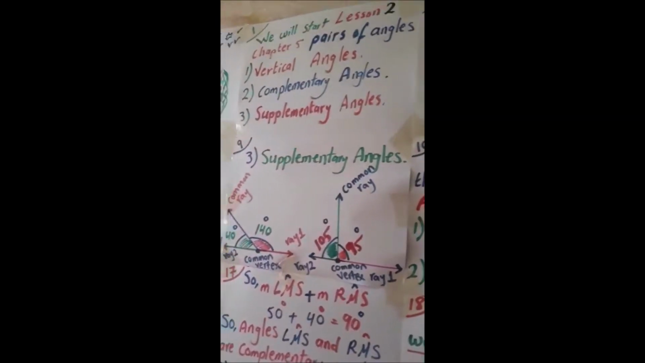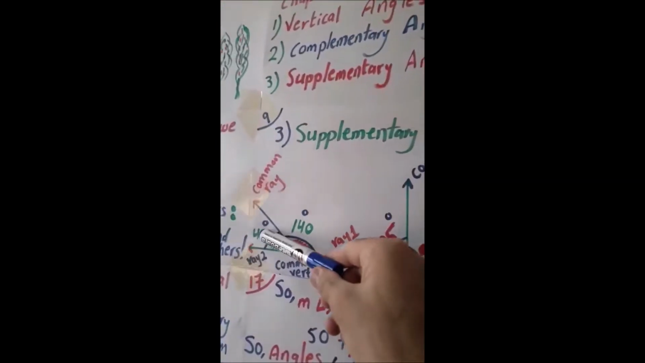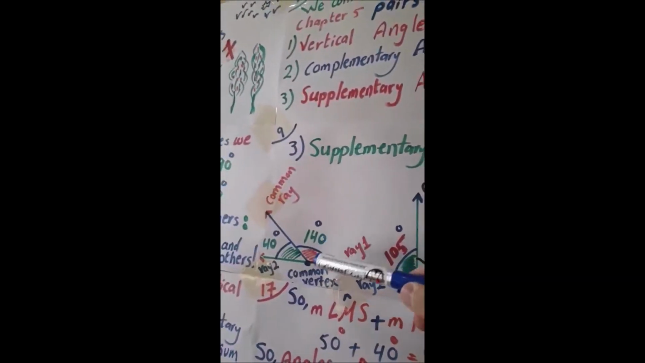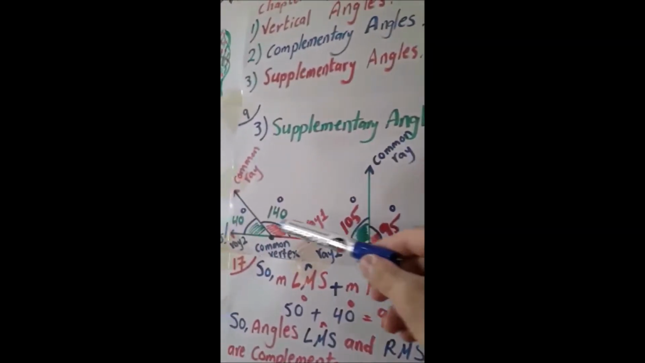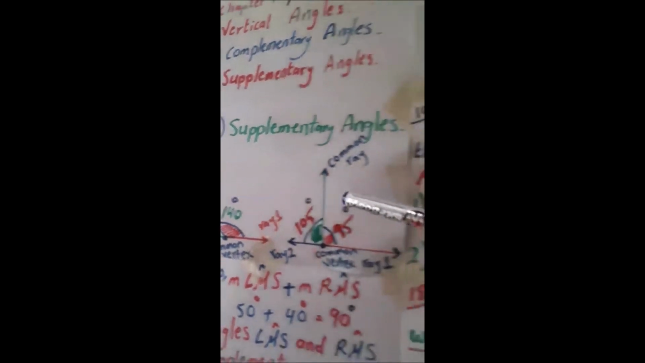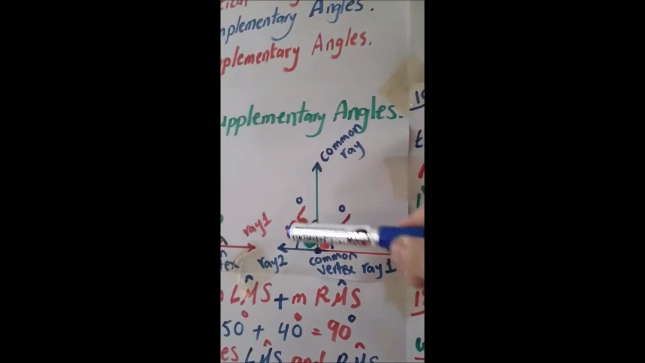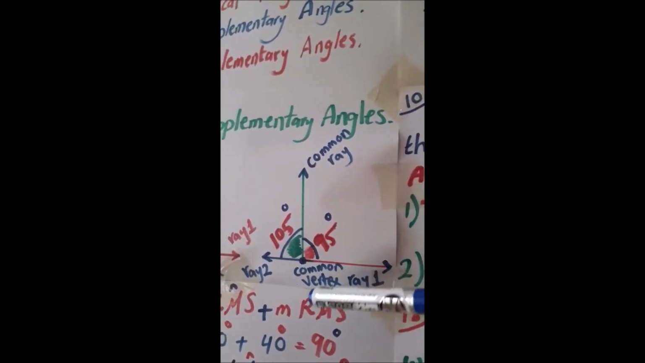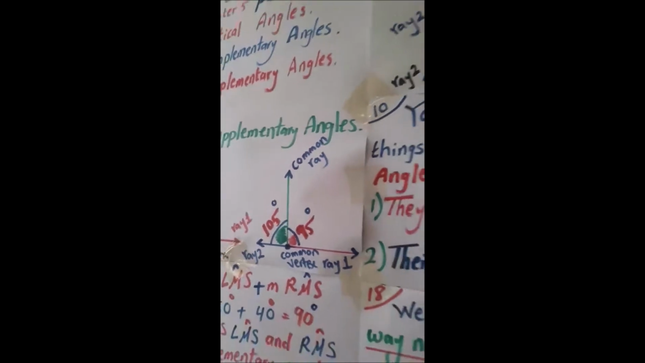I think supplementary angles is obvious for you. Again, guys, we have these two angles, 40 and 140, and the common ray, and again they are adjacent, and we have ray 1 and ray 2 and the common ray. And again here we have another two adjacent angles, 95 and 105, and again we have common vertex, ray 1, ray 2, and the common ray between these two angles.